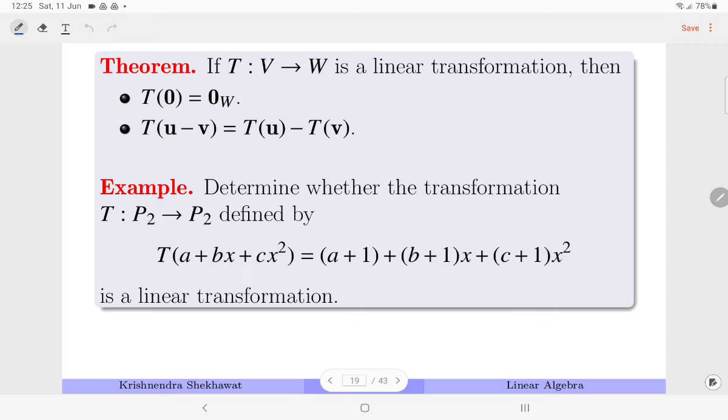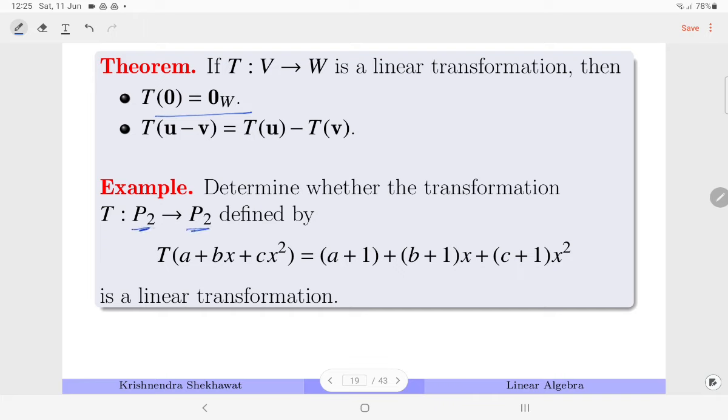Let's see a question. It says to determine whether it is a linear transformation. If you try it by yourself, it is easy to prove that one of the two properties does not hold. But what I want to show here is that zero vector is not mapped to the 0 vector.